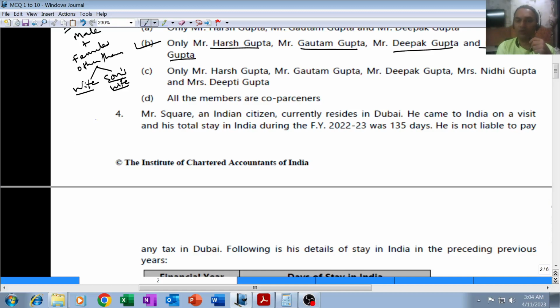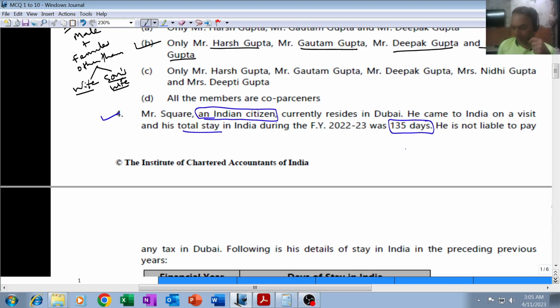And now MCQ number 4. This is the MCQ on residential status of an individual. Mr. Square, an Indian citizen, please underline Indian citizen, currently resides in Dubai. He came to India on a visit and his total stay in India during the financial year 22-23 was 135 days. Please underline 135 days.